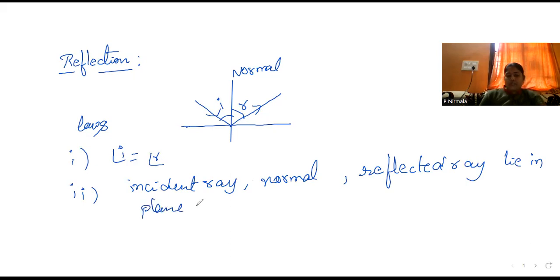Next we have the spherical mirror. A spherical mirror means we take a part of a sphere of a mirror, and that is called a spherical mirror. There are two types of spherical mirror: the concave mirror and the convex mirror.